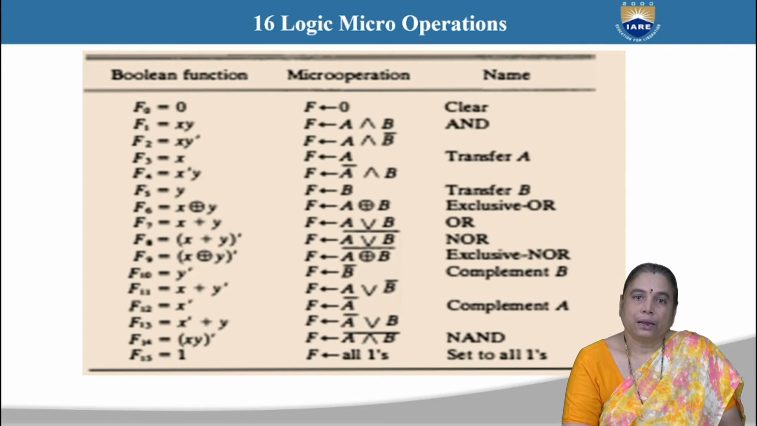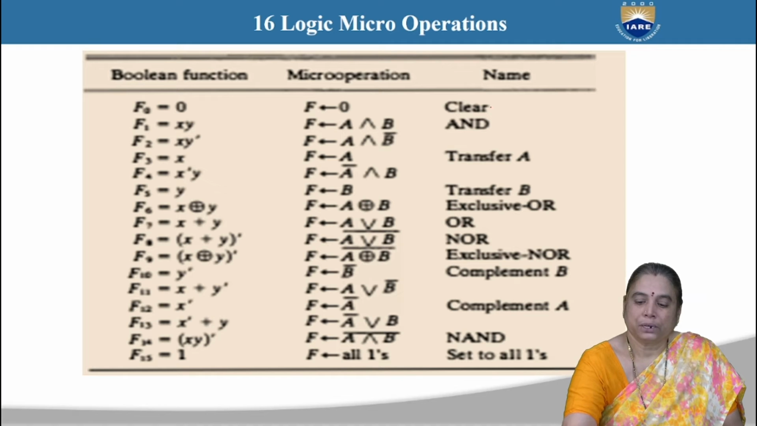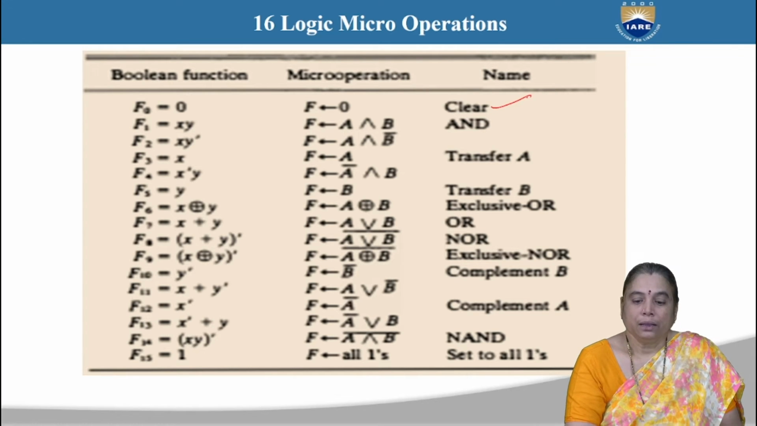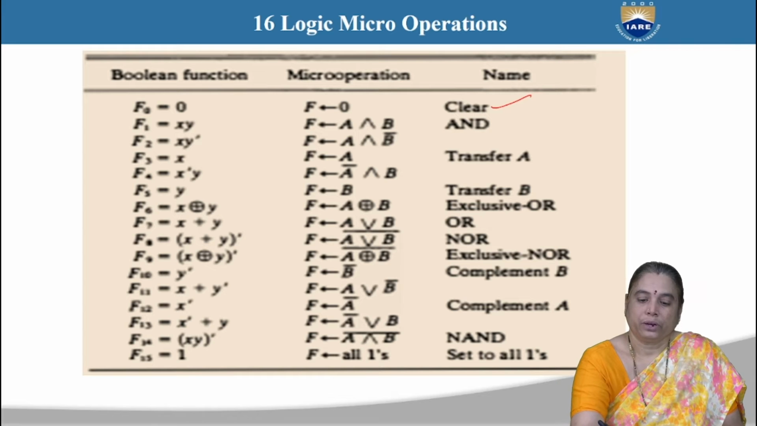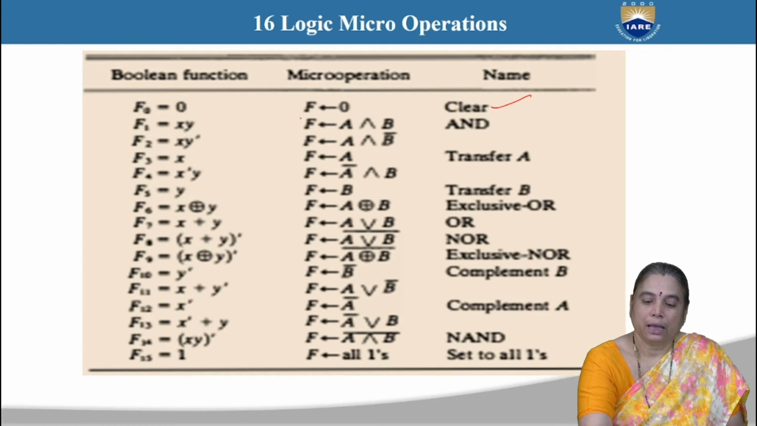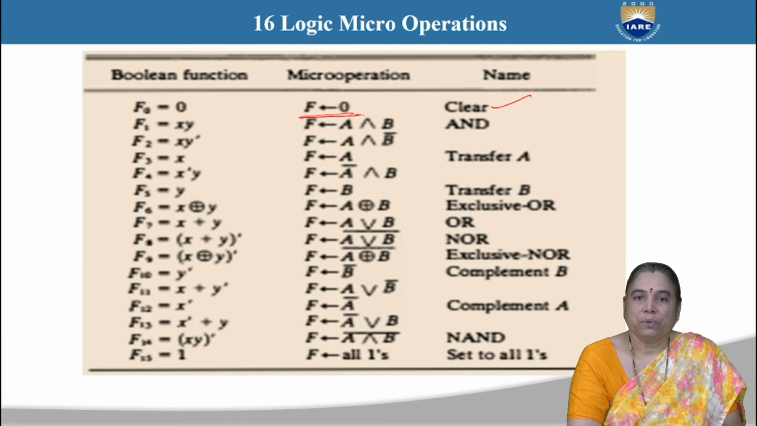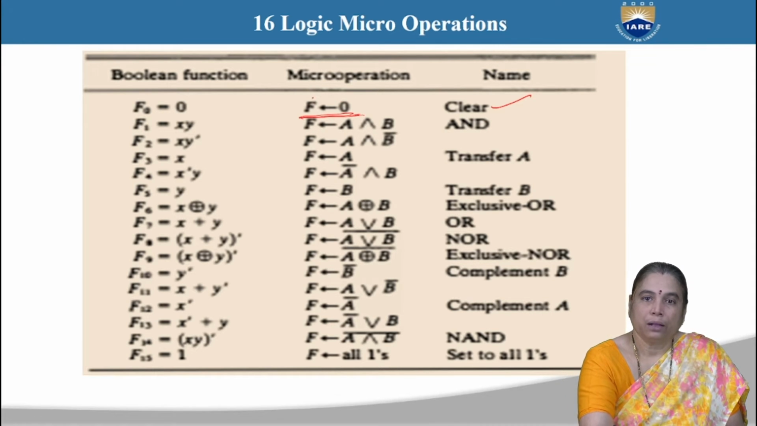Now we'll see the 16 logic micro operations. The first logic micro operation is clear. The clear operation stores 0 in all bits of the register. So F has to be loaded with 0. This is the RTL notation that can be used to represent the clear logic micro operation: 0 is loaded into F.